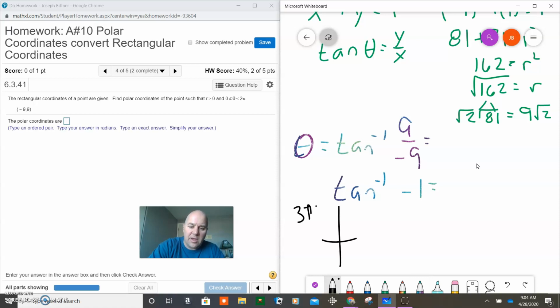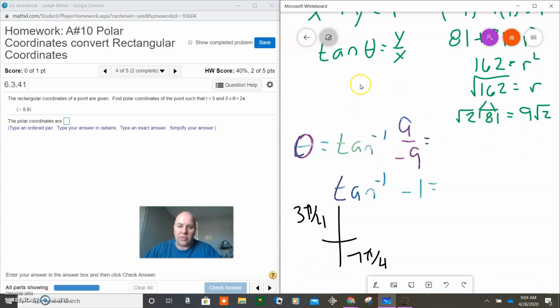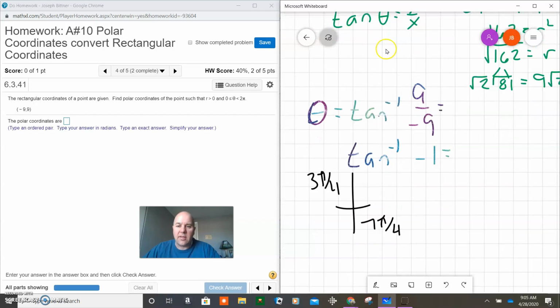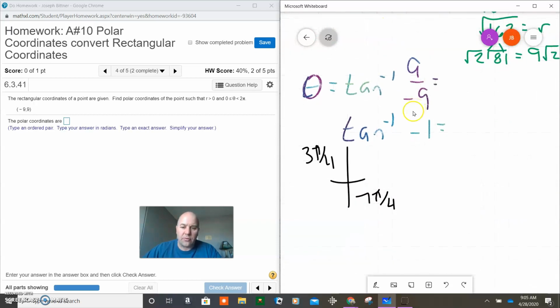So is it the 3 pi over 4 up here in the second quadrant or 7 pi over 4 down here in the fourth quadrant? Well, kind of cheat and go back and look at the point that they gave you. They gave us negative 9, 9. That means we have to do negative first and positive second. Well, which one will go negative? That will go left. Which one goes up? That will go this one. So it has to be the 3 pi over 4. So you do have to kind of cheat, go back, look at the point.